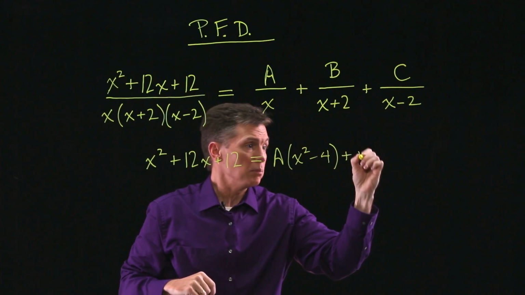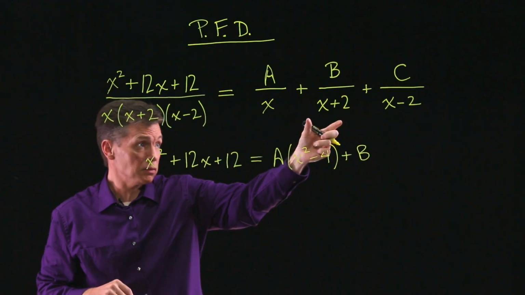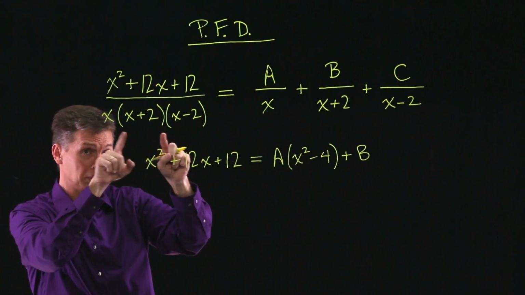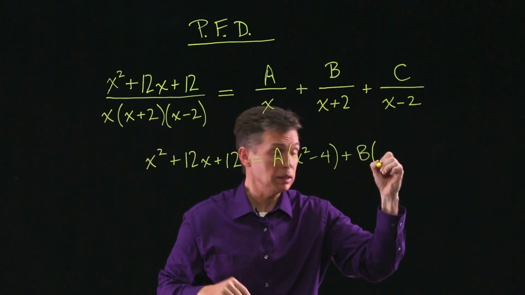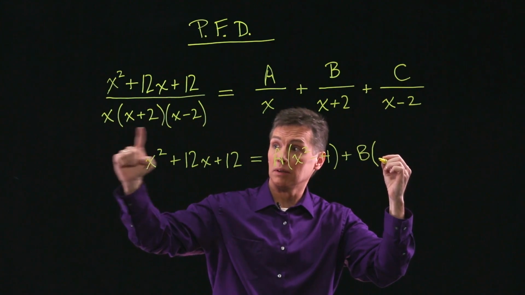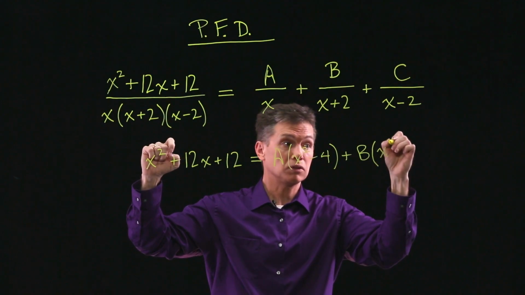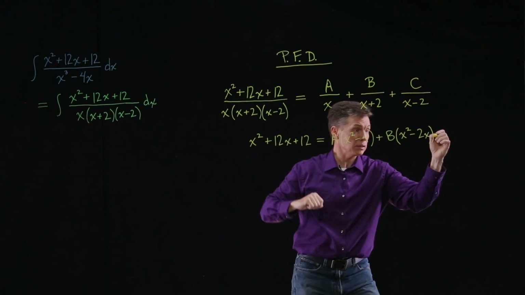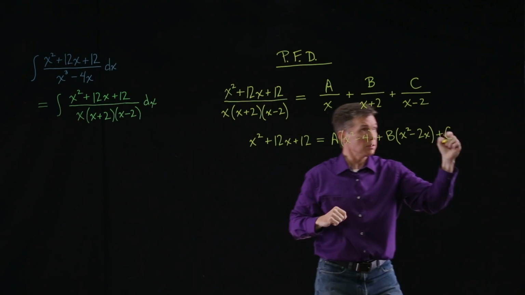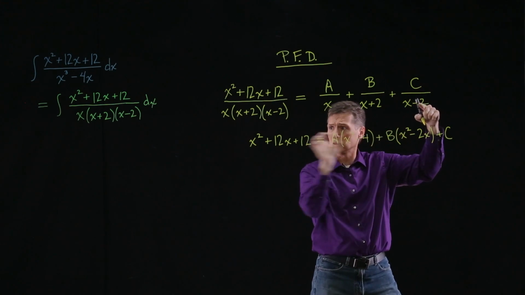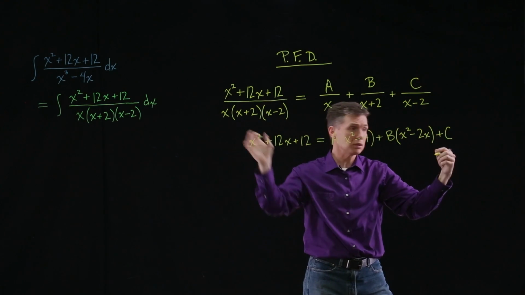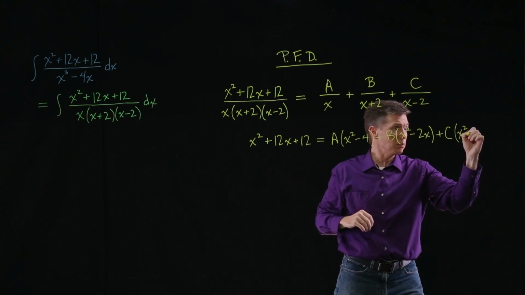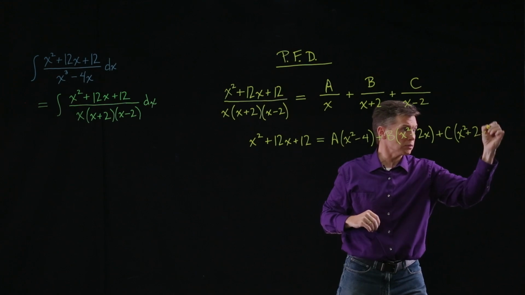Plus the b, and in this case, the x plus 2 would cross out with this x plus 2. And I'm only left with multiplying the b by that x and the x minus 2. So let's say x squared minus 2x. And finally, the plus c will be multiplied by the x minus 2's will cross out. I'll just have x times x plus 2. So c is going to multiply by x squared plus 2x.